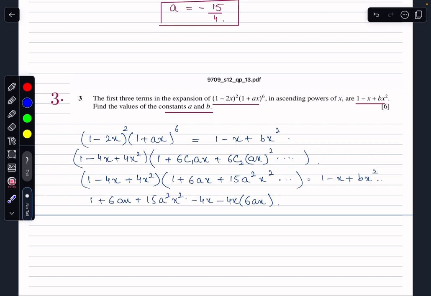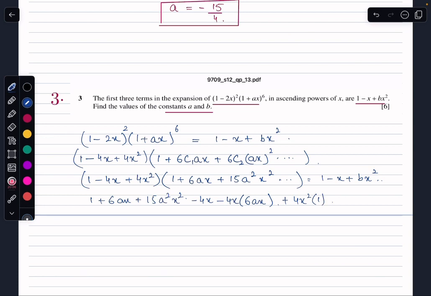Then finally, it should be the expansion with the positive 4x² with 1, that will give me a 4x². 4x² with 6ax is again x³, which we do not want, and x² with x² is x to the power 4, which is not required in the question. So I will just limit myself here with the expansion of 4x² times 1. So plus 4x² times 1, and this shall be the expansion.